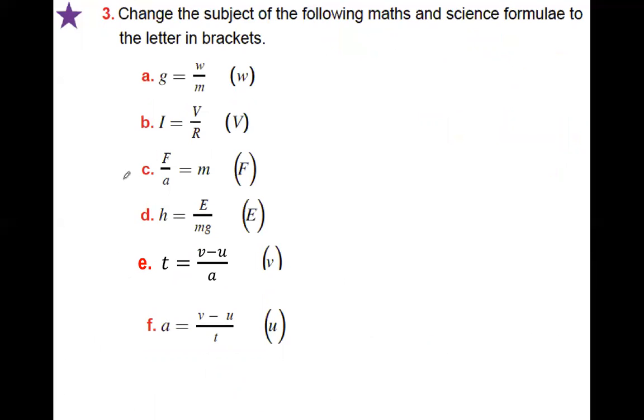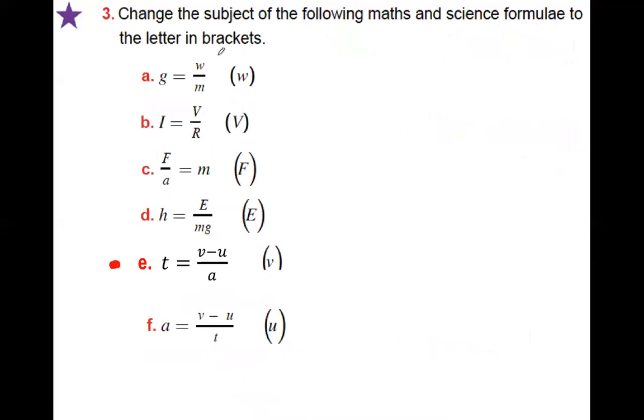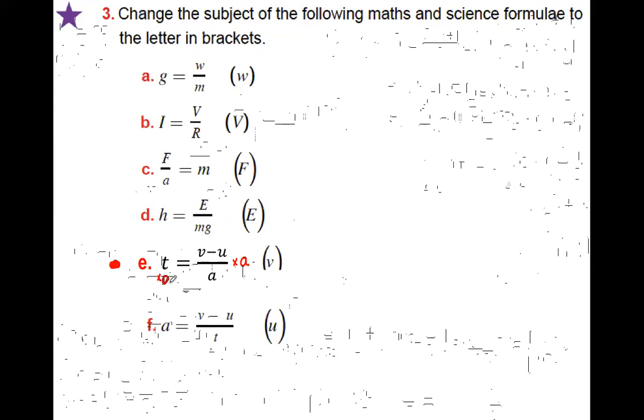So sometimes instead of having numbers, they only deal with letters. So let's do this one. E. They've told us to make the subject the letter in brackets. So I've got V minus U divided by A equal T. First thing first, I need to get rid of that fraction. So I need to times by A both sides. Yep. That will get rid of my fraction, or the divide by A.